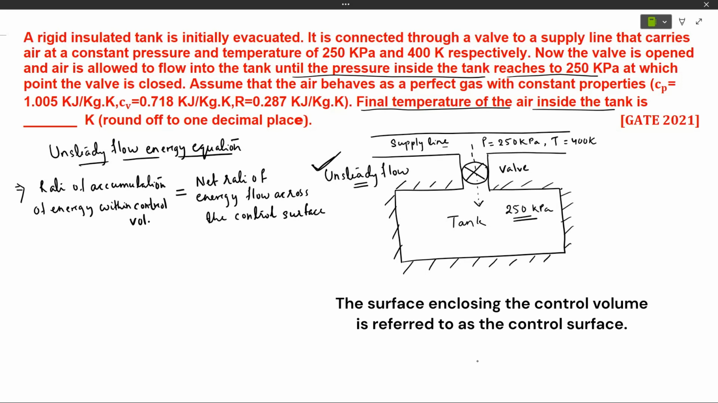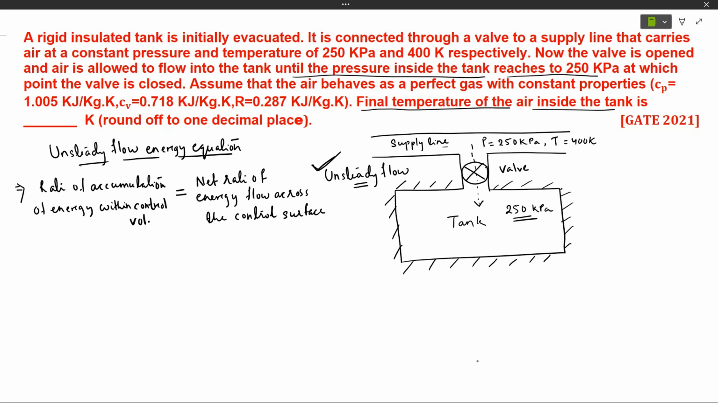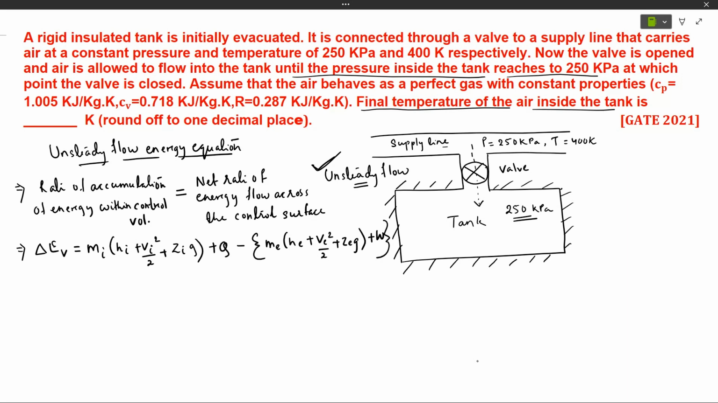The expression of the unsteady flow energy equation can be written as del EV equal to MI times (HI plus VI square by 2 plus ZI G) plus Q, minus ME times (HE plus VE square by 2 plus ZE G) plus W. So this is the expression of the unsteady flow energy equation.